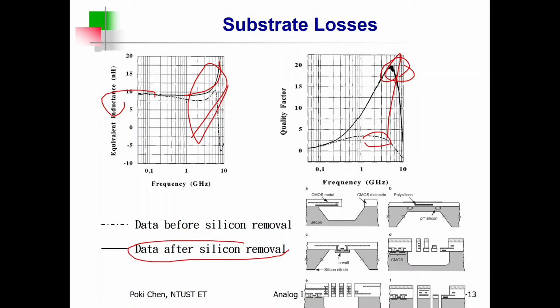after substrate removal. It is a very strong proof that substrate losses actually contribute a lot to Q factor. Okay, if you pay enough attention to such kind of substrate losses, if you reduce the substrate losses, then the Q factor will be increased very, very much. However, nothing is free. You need to pay the price for a substrate removal.